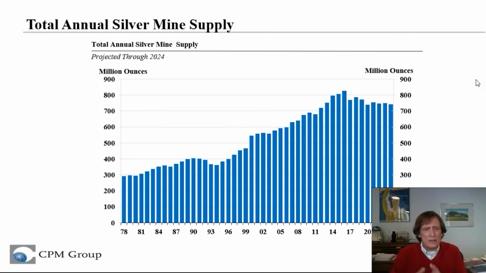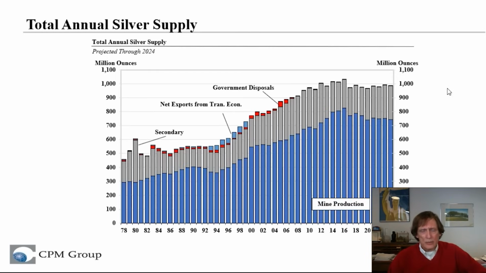This is annual silver production in mines. See that it peaked around 2016 and it's been coming down. That's kind of obscured by the fact that you've had a relatively strong secondary recovery over the last 8 years, so that total annual supply of newly refined silver has been relatively flat since 2015, 2016, even as mine production has fallen. You see government disposals, net trade from transition economies, that's all very small, and it's mostly in the past.